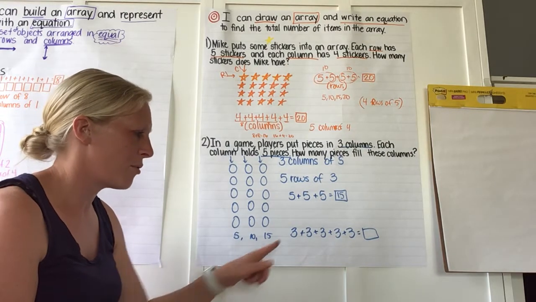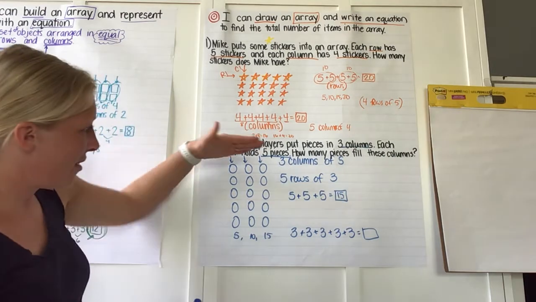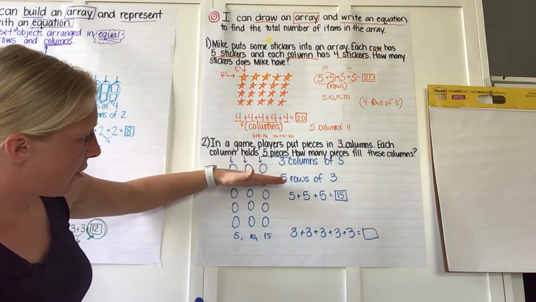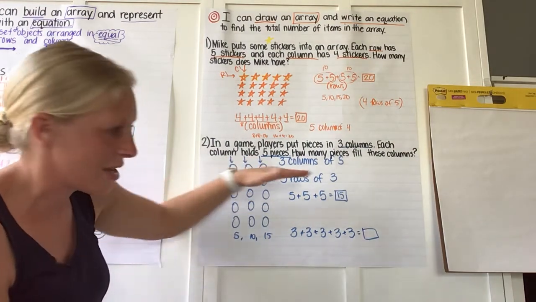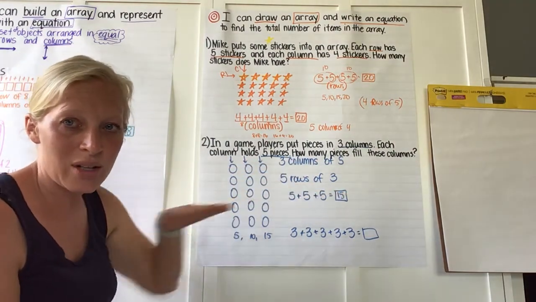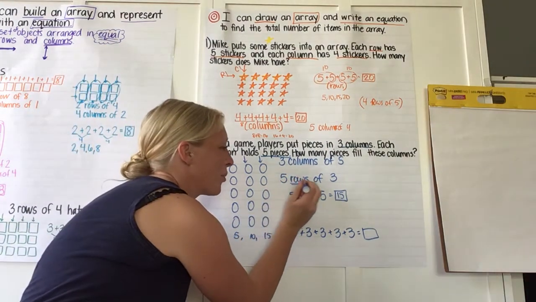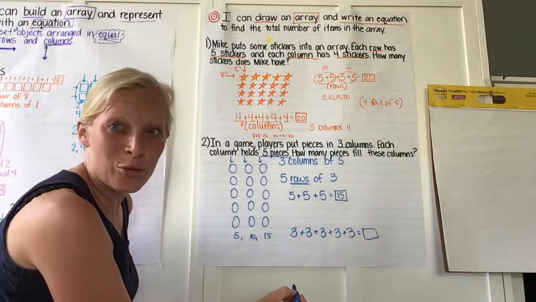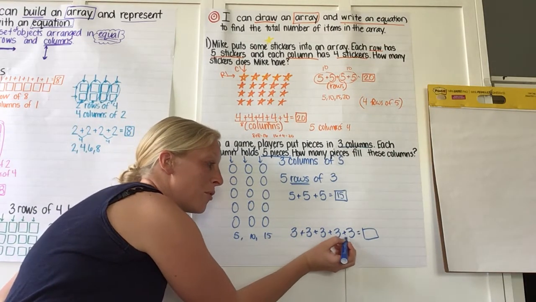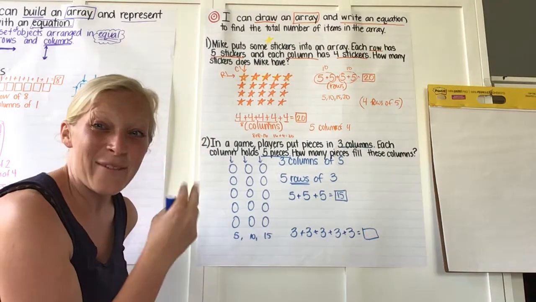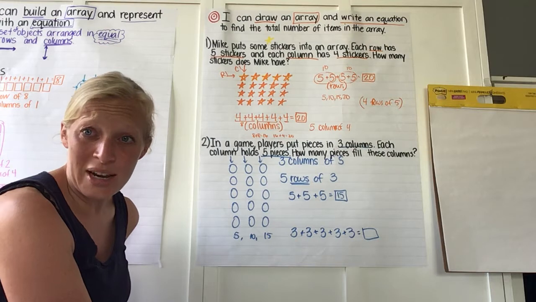How about our 3s? Where are those coming from? 3 here, 3 here, 3 here, 3 here, 3 here. And what are these pieces that are going horizontally in an array? They're those rows, and there's 5 rows of 3. So we have row 1, row 2, row 3, row 4, row 5, and they have 3 in each of those. So how do we figure out the sum of those numbers?